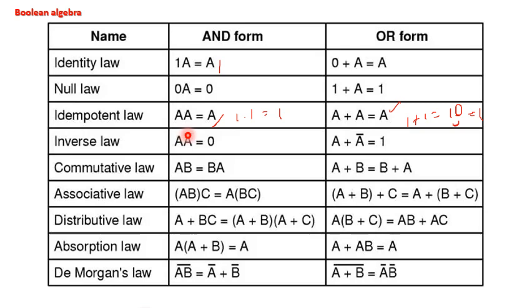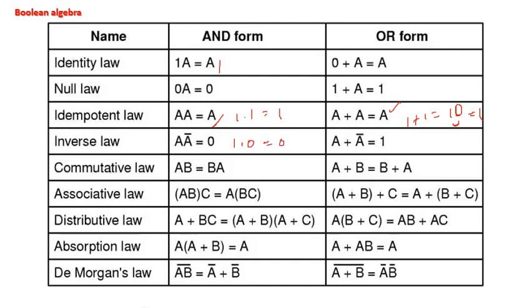See, a dot a complement here is 0. How are you getting 0 here? For that, what I am going to do here is simply put a equal to 1. See, simple concept. 1 complement here is 0. 1 dot 0 here is 0.